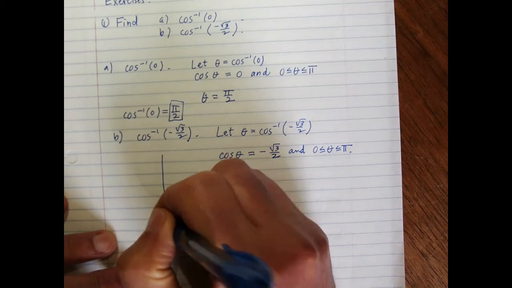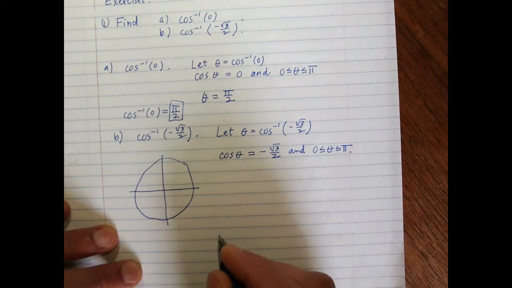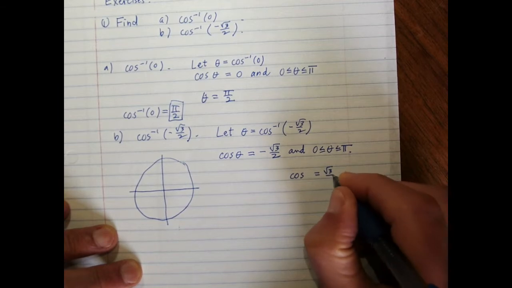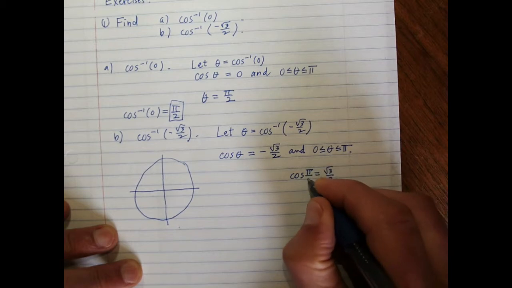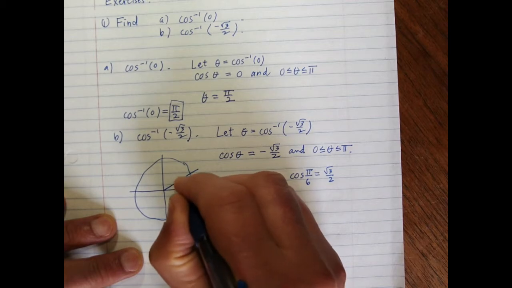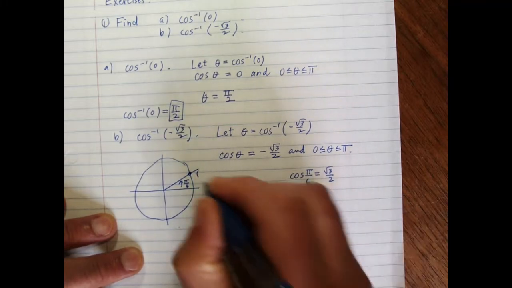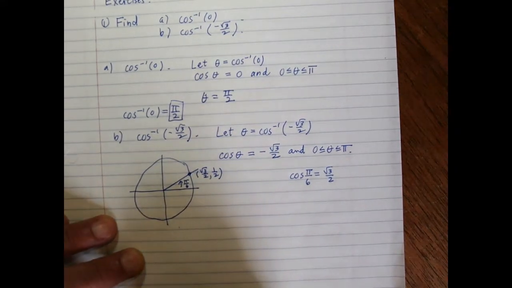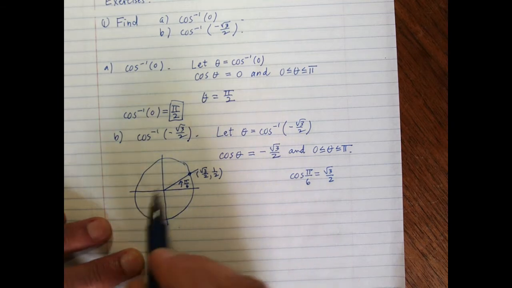Let's think about the unit circle. Cosine of what is positive square root of 3 over 2? That's pi over 6, right? Or 30 degrees. So if I just think about my 30 degrees or pi over 6 angle on the unit circle, cosine is square root of 3 over 2, the x-coordinate. Sine is 1/2.